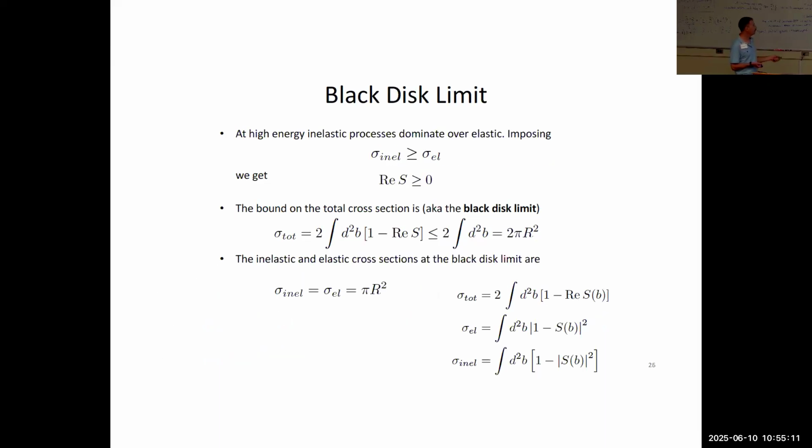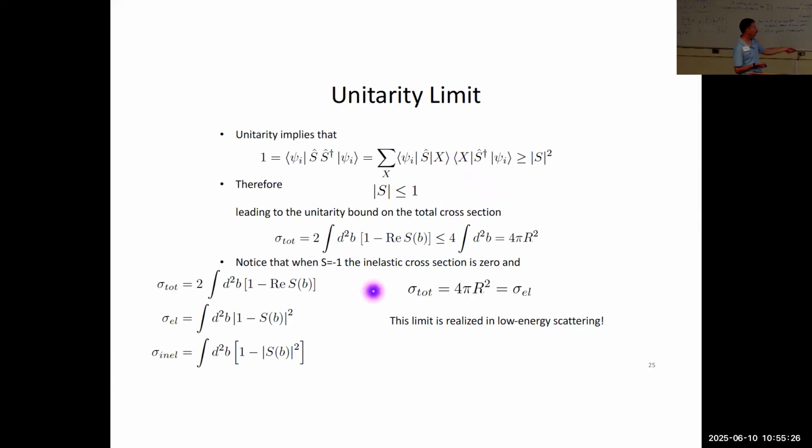In high energy scattering, the argument goes roughly like this. You can demand that in high energy scattering, we're more likely to have inelastic scattering than elastic scattering. If we demand that and go back to these formulas, it takes a few minutes of algebra. Maybe I should leave it as an exercise, an additional homework exercise.